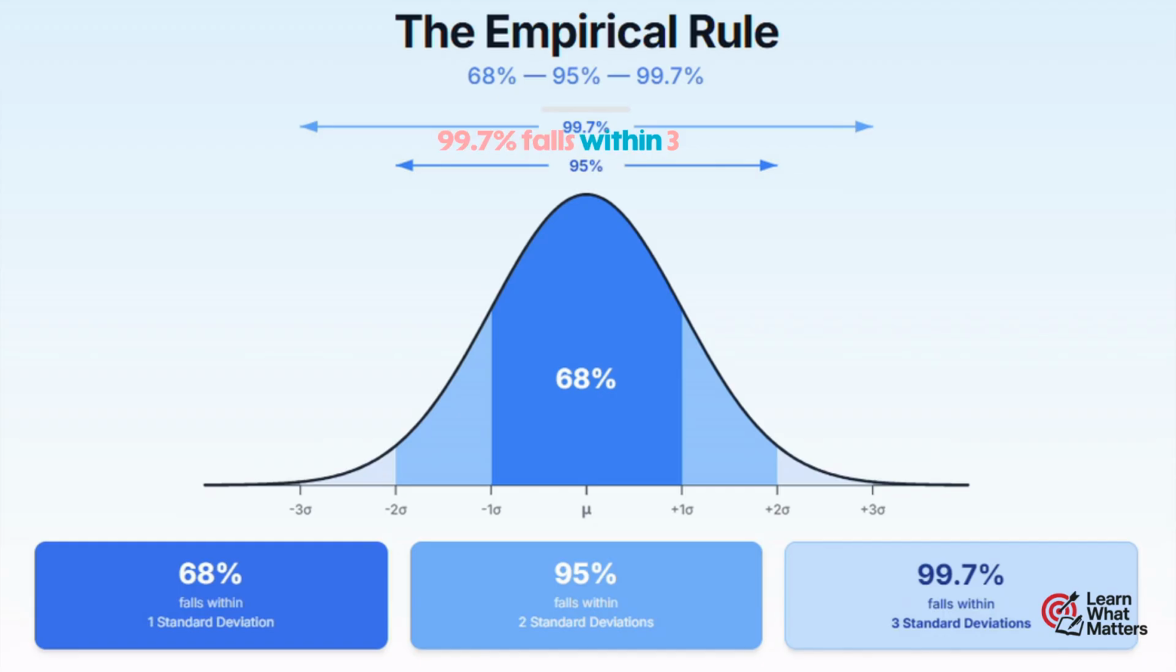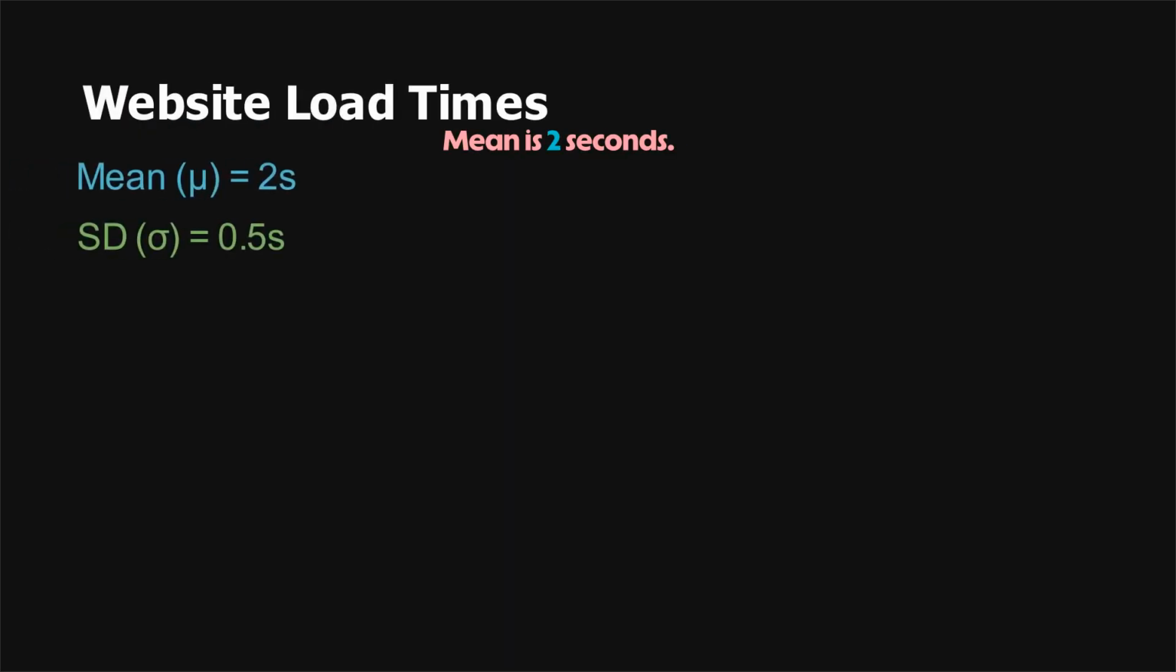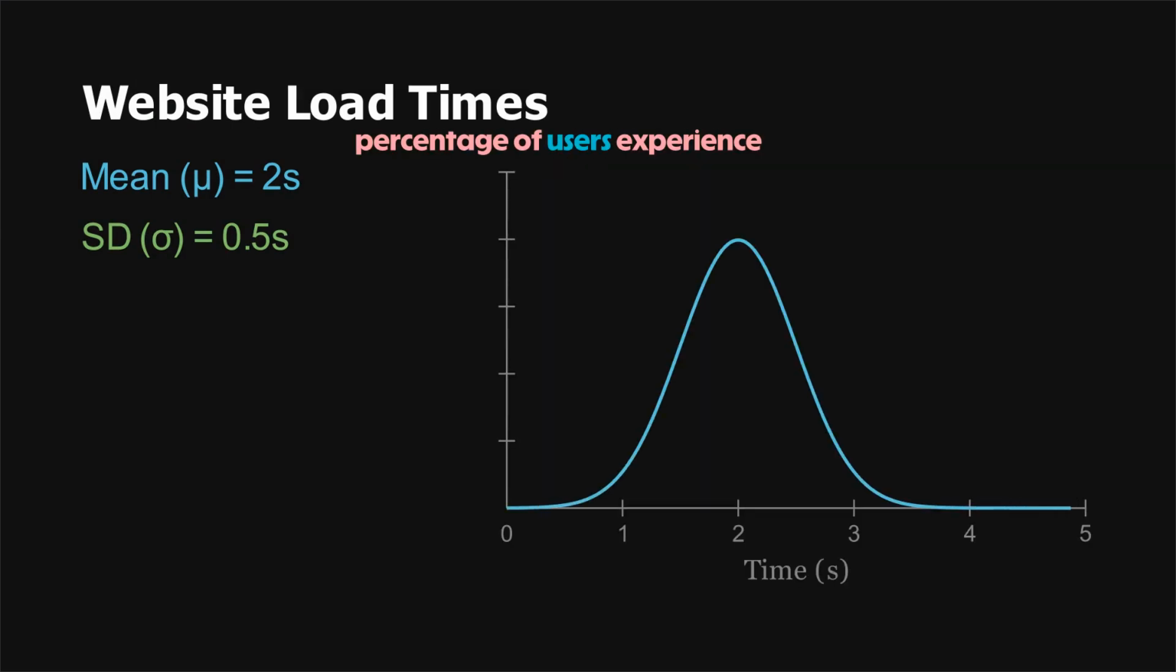99.7% falls within three standard deviations, the full wide zone. If something falls outside three standard deviations, it's a legitimate outlier. Less than 0.3% chance of happening randomly. Real application. Website load times. Mean is 2 seconds. Standard deviation is 0.5 seconds. Your PM asks, what percentage of users experience slow loads over 3 seconds?